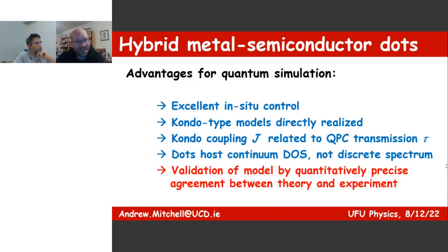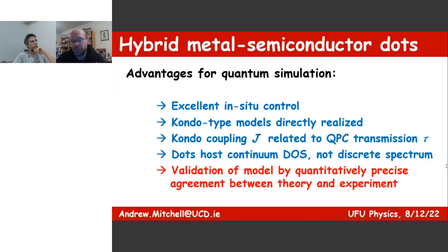Kondo-type models are directly realized in these systems. This is an interesting theoretical point. Here there's no underlying Anderson model and we're not taking a Kondo limit, it's nothing like that. The tunneling through the QPCs causes a pseudo spin flip directly. And so in our physical analog simulation, we directly realize a Kondo-type model, which is somewhat unusual.